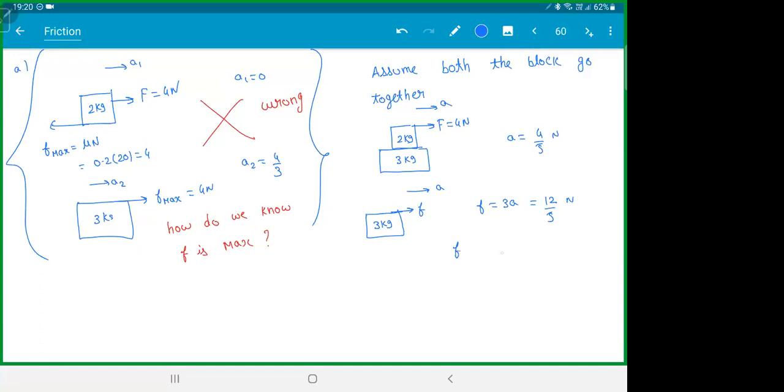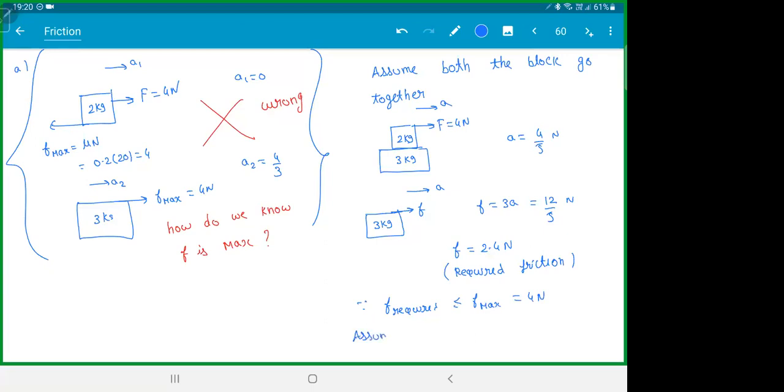What is the meaning of this? Now, listen here carefully. What we got here is 2.4 Newtons. This is the required friction. Friction is telling you, if you give me 2.4, I will make sure both the blocks go together. Are you getting the meaning of the statement? Friction is saying, you give me 2.4, I will make sure both go together. Since F required is less than F max, which is 4 Newtons, blocks go together. My assumption is right.